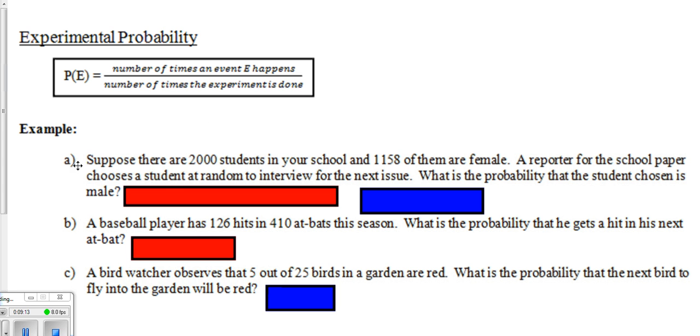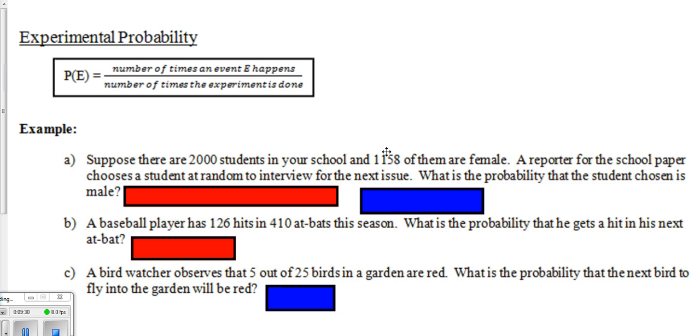So, for example A, suppose there are 2,000 students in your school and 1,158 of them are female. A reporter for the school paper chooses a student at random to interview for the next issue. What is the probability that the student chosen is a male?